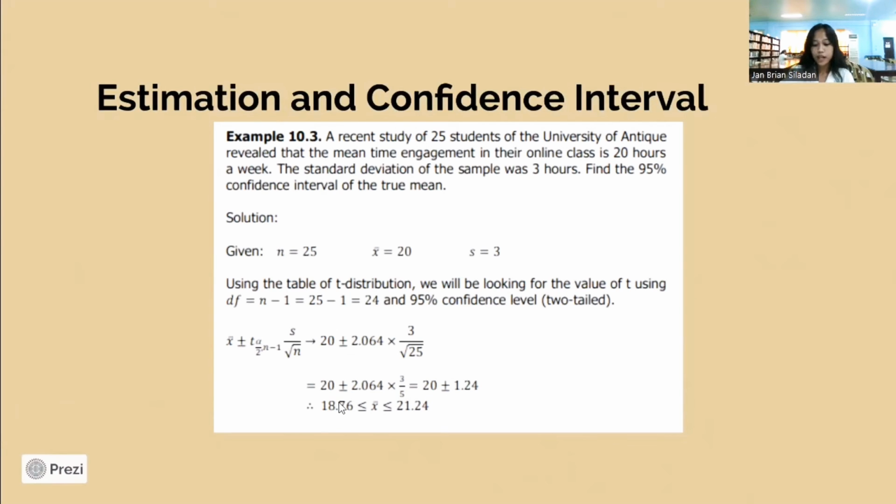So we can conclude that the sample mean is greater than 18.76 but less than 21.24. That's all.